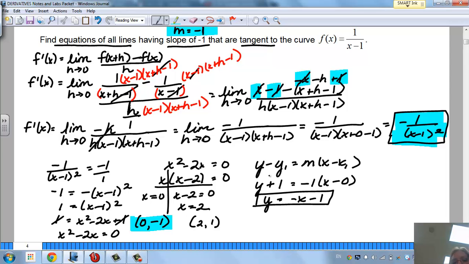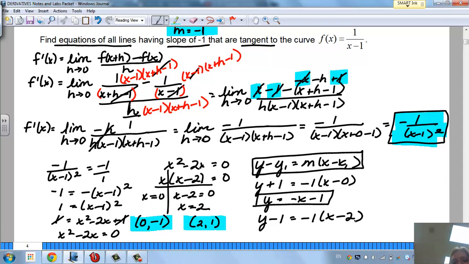For our second tangent line, we're going to use the same formula, and now I'm going to plug in the other point to find out what the equation of that tangent line is. So I have y minus 1 equals the slope, which is negative 1, times (x minus 2). After we've multiplied all through, this comes out as y equals negative x plus 3. And there's our other tangent line. So we found the 2 tangent lines.